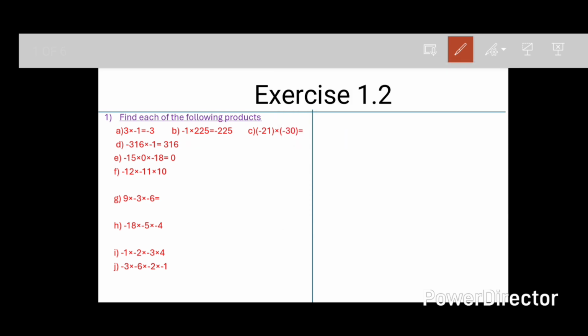Okay. Next sum, here the 10th. Minus 316 multiplied by minus 1. My answer becomes 316, because if both negative symbols are multiplied, the answer becomes positive.